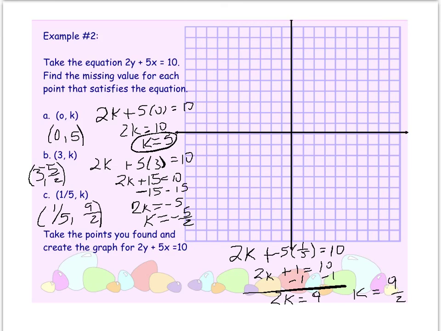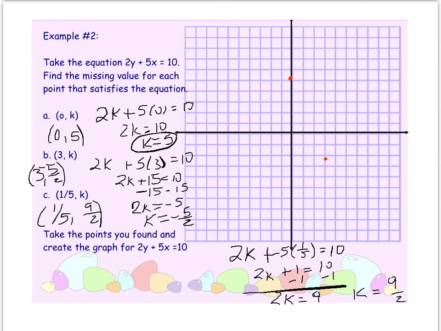So not all the points you get are always going to be integer values. You might have some fractions in there. Don't let that make you scared. So let's graph these points and see what the line looks like for the equation. We have 0, 5, which is this point here. That's our y-intercept. We have 3 and negative 2 1/2, which is down, oh, this thing is not terribly accurate, negative 2 1/2. That's close enough.